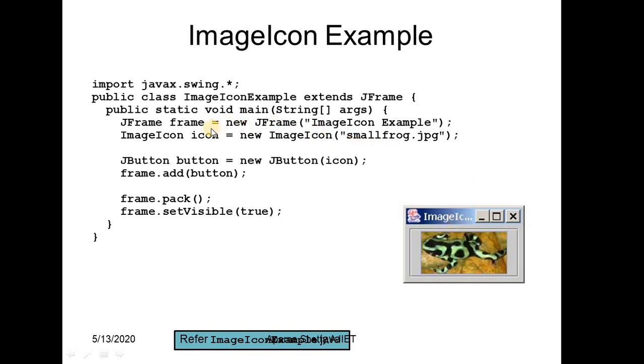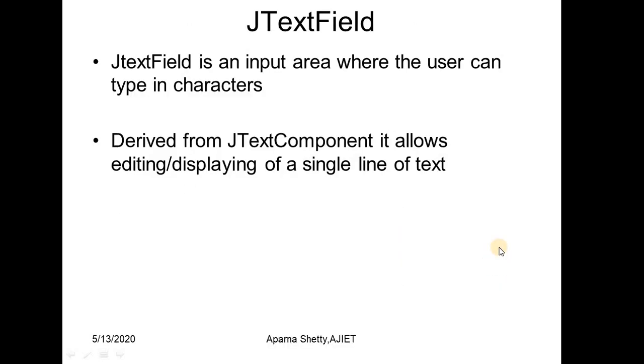Next, you have created a new icon from the file smallfrog.jpeg. That icon I will be adding to the button. And finally, this button I will add to the frame, and I will set the visibility of that frame to true. So here there is a button with the icon used as smallfrog.jpeg, that image file.